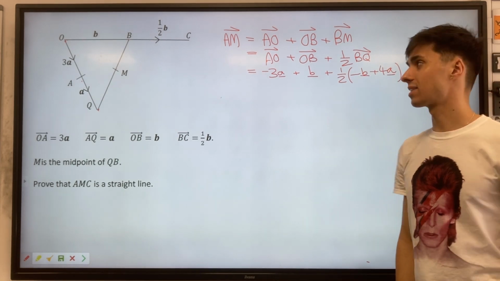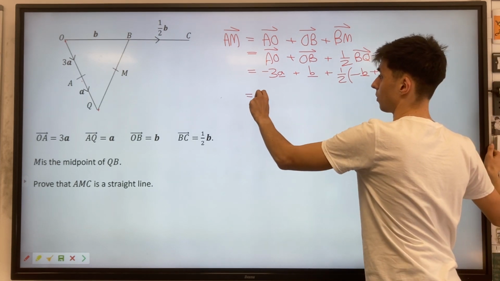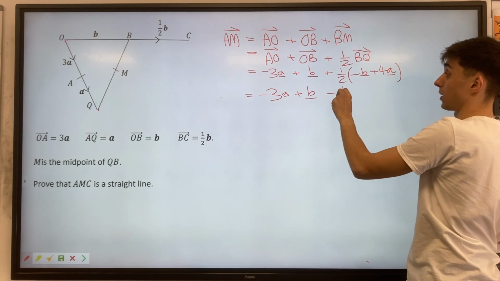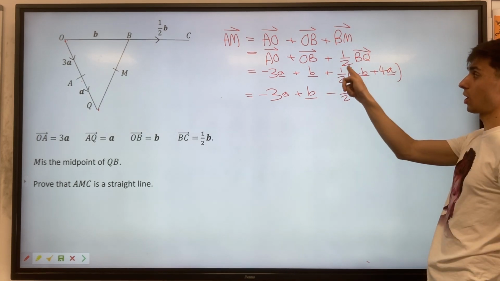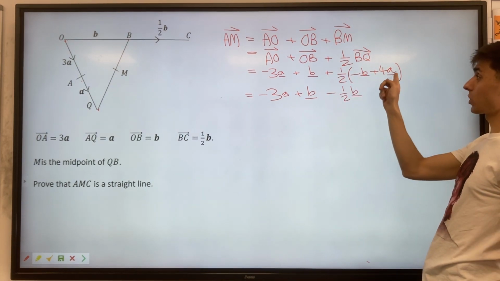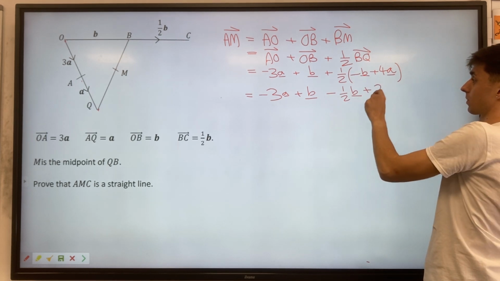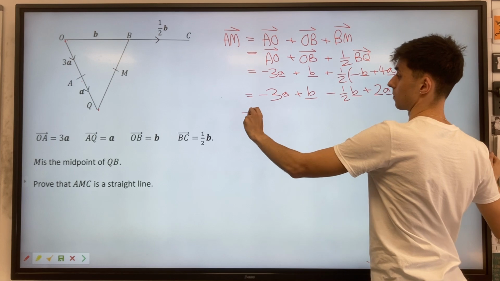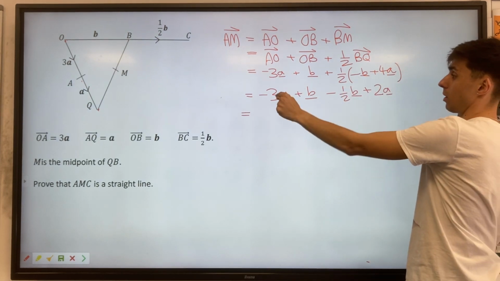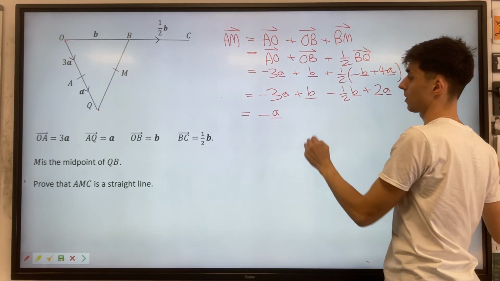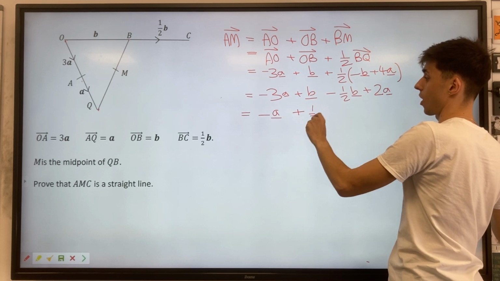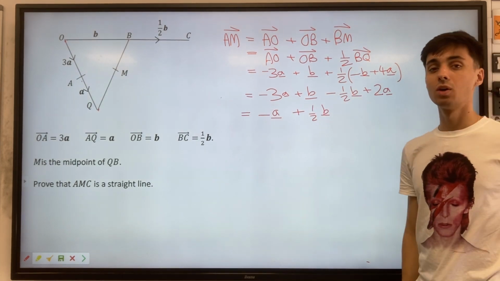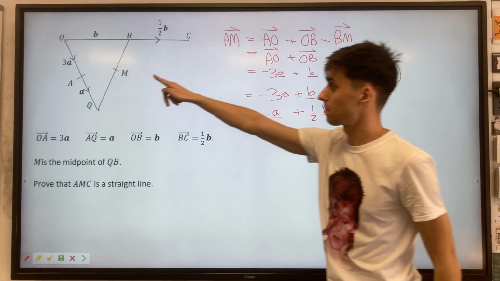And sorting all of these vectors out, expanding our brackets, we've got minus 3A plus B minus a half B, coming from the half times minus B. And we're also going to have plus 2A, because we had a half times 4A. So simplifying, we've got 2A and a minus 3A. So we've got minus A plus a half B. That's because we had B minus a half B. So that was our vector A to M.